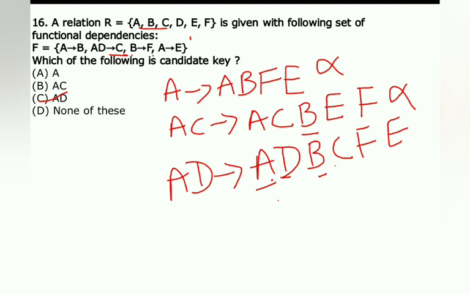So here, if you want to find the candidate key, then we have to find the closure of each and every option. The AD closure is satisfying the relation R completely. So AD is the correct answer.